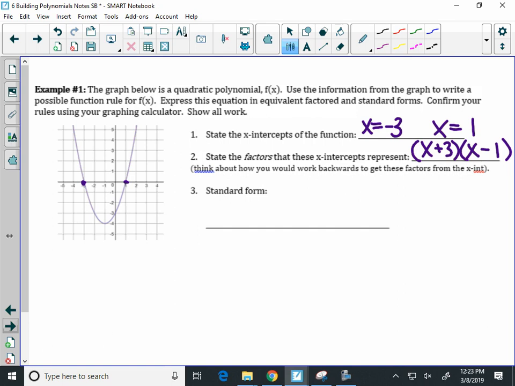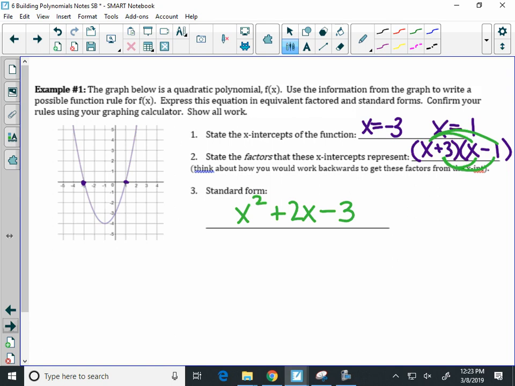Now I can write the standard form. If I know the factored form, all I have to do is distribute and get the standard form. So I'd have x times x is x squared. This will give me -1x plus 3x, so plus 2x, and then minus 3.